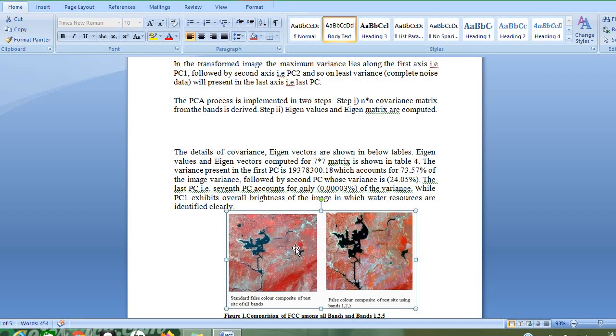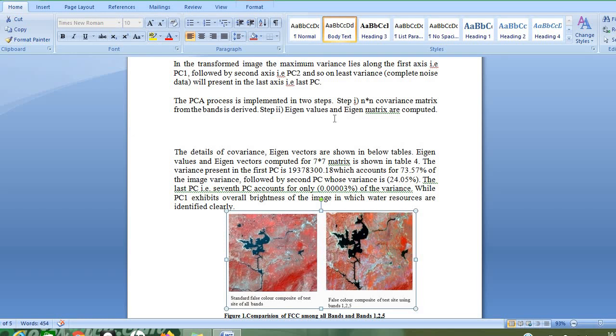Just remember one thing: if you are discussing principal component analysis, you need to have an idea about the optimum index factor also. Just remember that. We will discuss the optimum index factor after a few seconds.